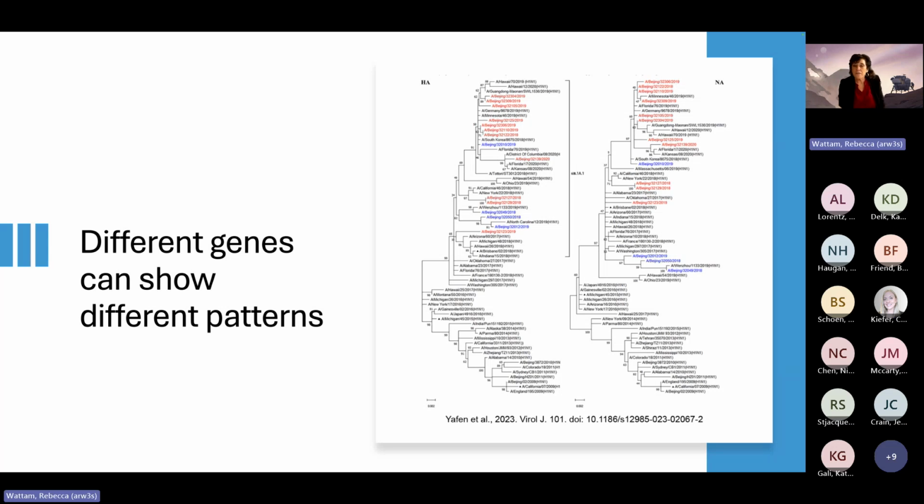So you can see that these are from the same organisms, influenza A isolates. They're the same ones and the same colors denote them, but they're looking at different genes. On the left-hand side is the hemagglutinin, and on the right is the neuraminidase. And you can see that the colors pop out at you. So there are some different patterns there within the same organism. You need to pay attention to that and understand it.